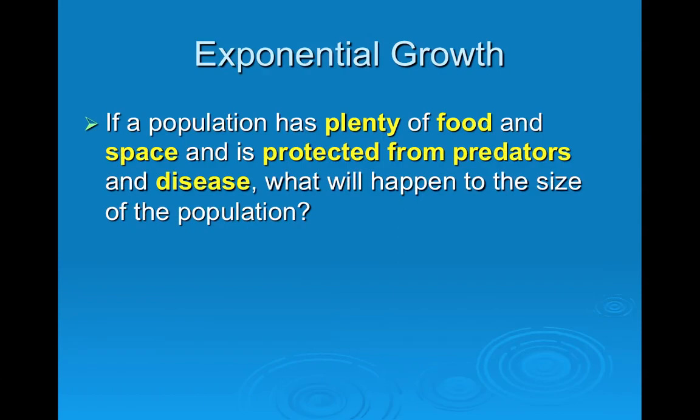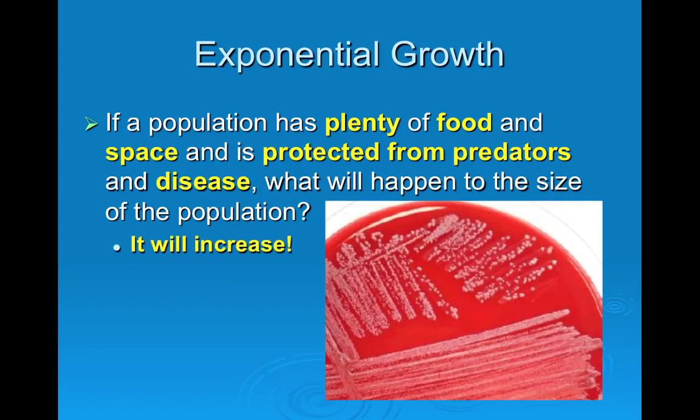Another thing that has to do with population size is the idea of exponential growth. If a population basically has all of their needs satisfied, they have plenty of food, they have plenty of space, no predators at all affecting them, and there's no diseases, what is going to happen to the size of this population? Well, they are going to reproduce like crazy, and that population size is going to increase very fast. And there's going to be lots of numbers, and this is called exponential growth.